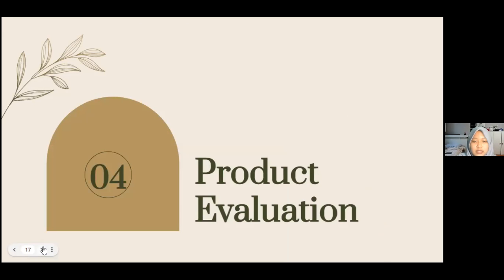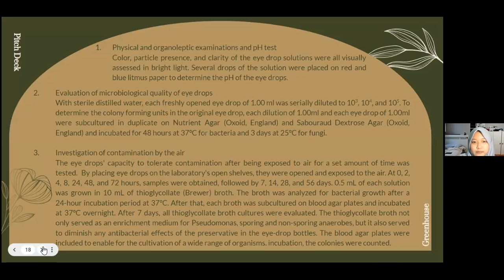The next is product evaluation. The first is physical and organoleptic examination and pH test. The color, particle presence, and clarity of the eye drop solutions were all visually assessed in bright light. Several drops of the solutions were placed on red and blue litmus paper to determine the pH of the eye drops. And the second step is evaluation of microbiological quality of eye drops.